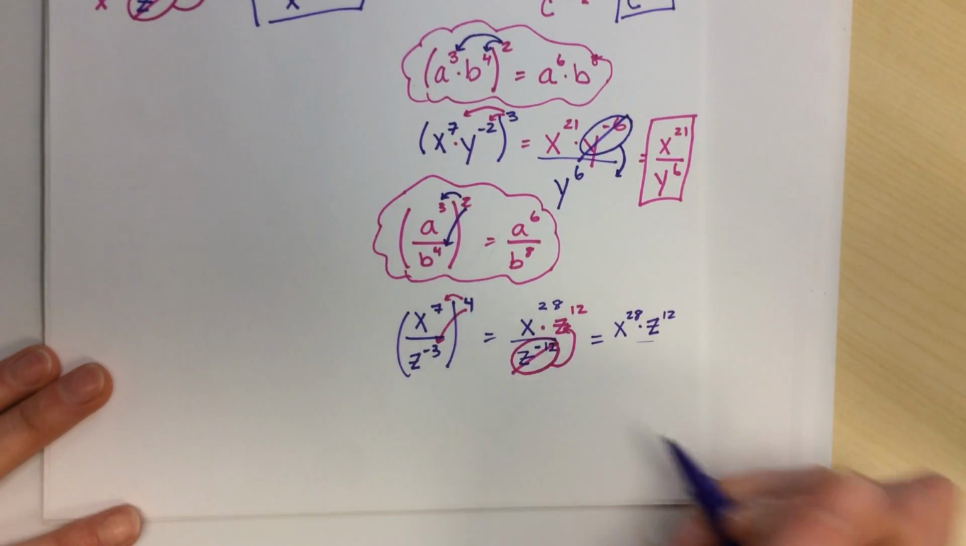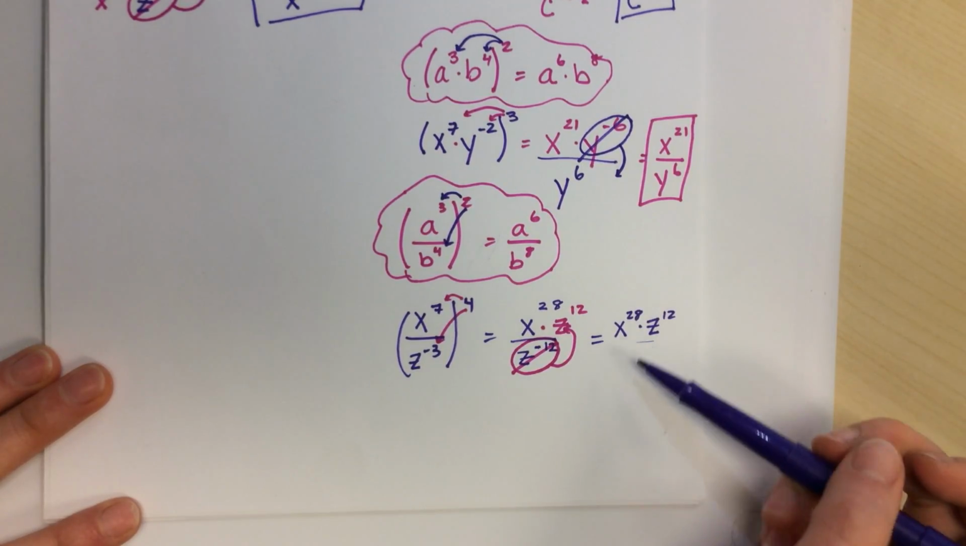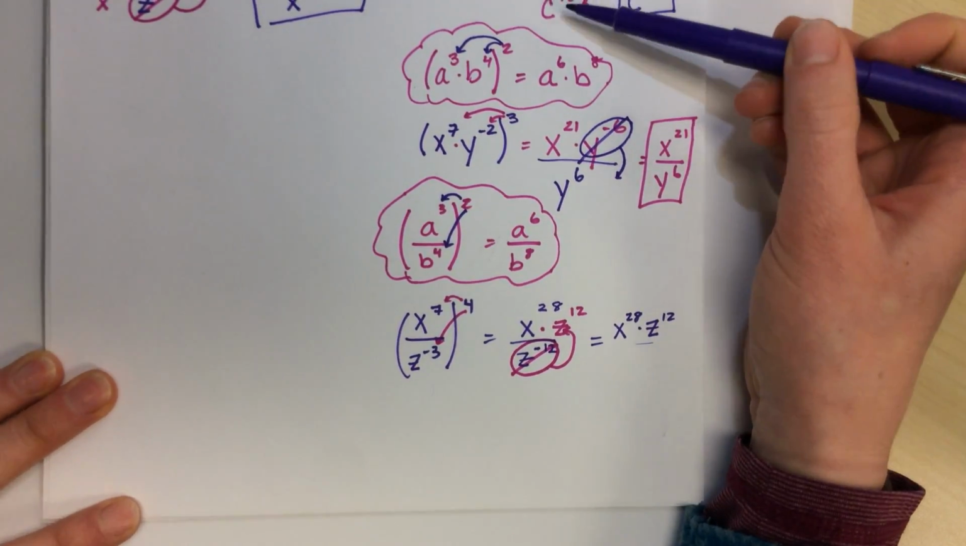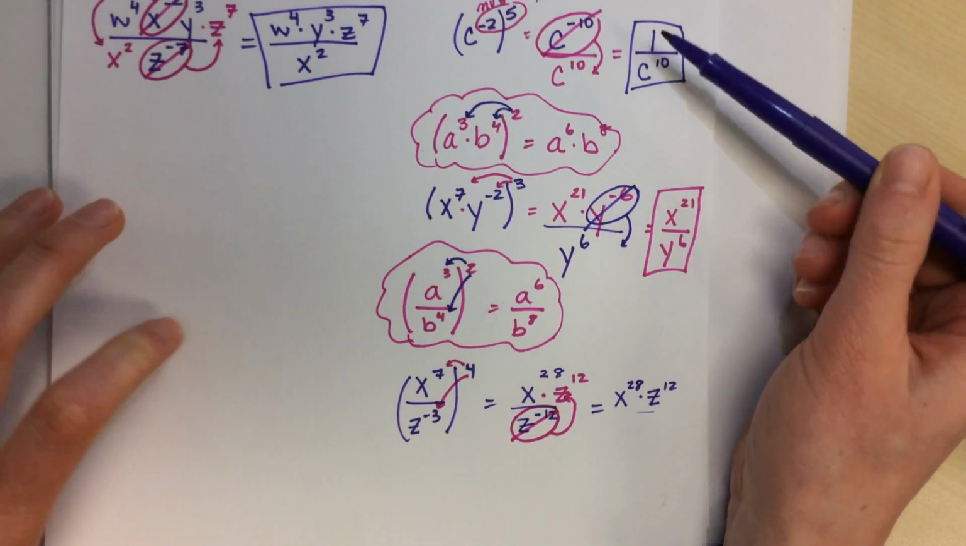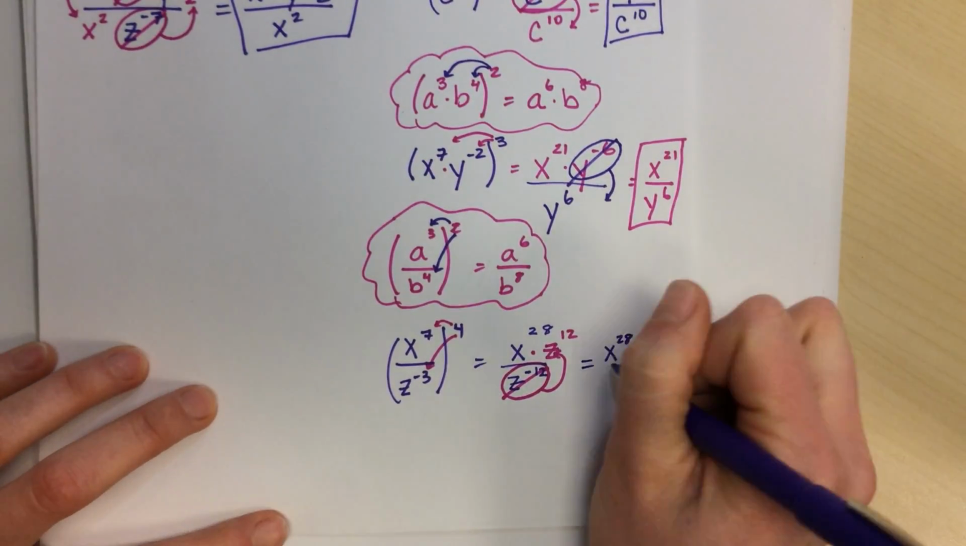So we don't actually need the 1 on the bottom, but we do need it on the top when we have nothing on the top, like up here. We did need to put a placeholder on the top. But if the 1 is just on the bottom, we don't need it. So we can just leave it like that.